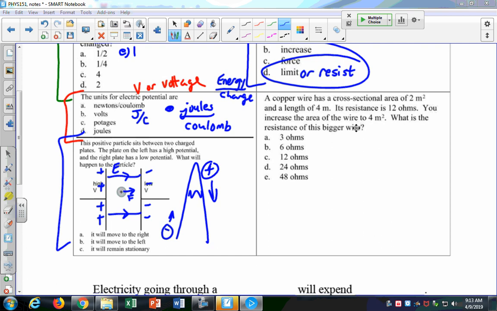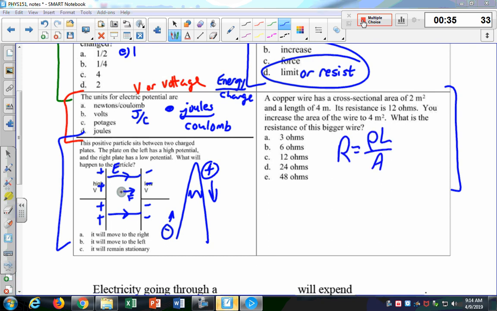All right, let's try this last one. Let's put up about 10 or so seconds. Oh yeah, so R for resistance is rho L over A. It's on your equation sheet.